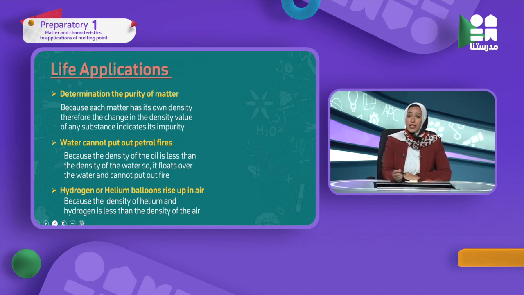طيب أنا استفدت في كده إيه؟ Look here بيقول لك إيه؟ Because each matter has its own density, therefore a change in the density value of any substance indicates its impurity. يعني لو أنا لقيت إن الدنسيتي بتاعت substance معينة changed، ده معناه إن السبستنس دي it's not pure. وإلا لو كانت pure كانت هتبقى الدنسيتي value the same. That's why نقدر نستعمل الموضوع ده إن إحنا نعرف if a substance is pure ولا impure. لو pure هنلاقي ال fixed value بتاعت ال density the same. If not هنلاقيها اتغيرت.